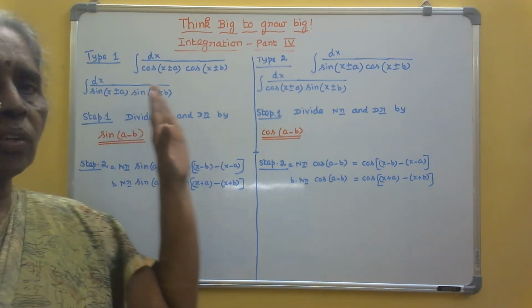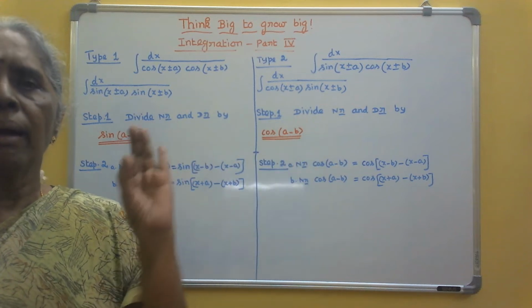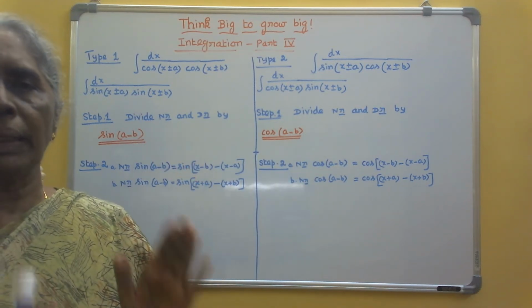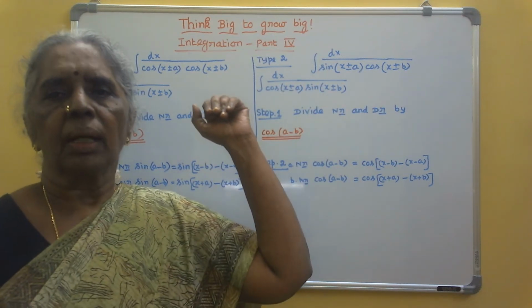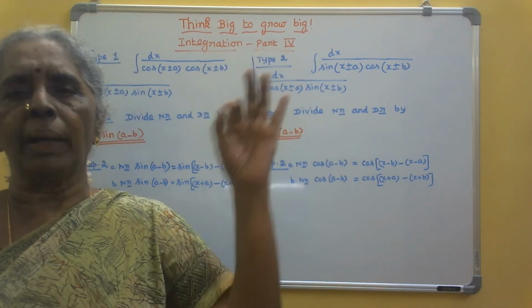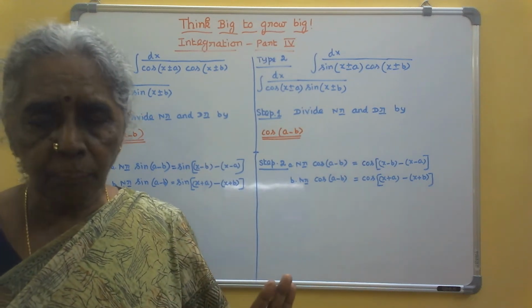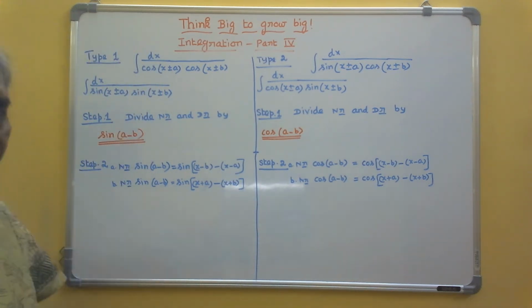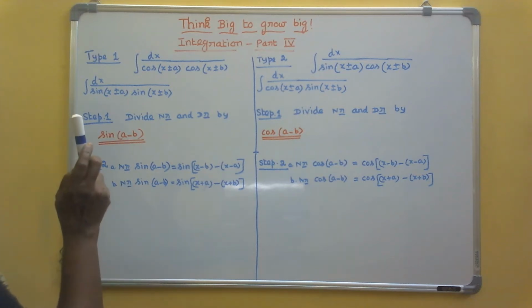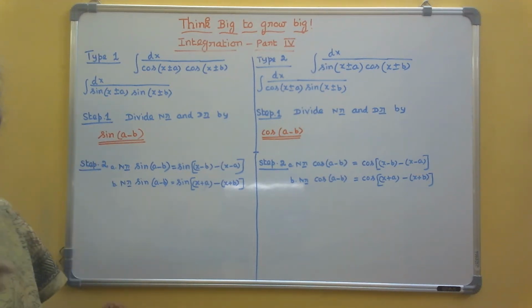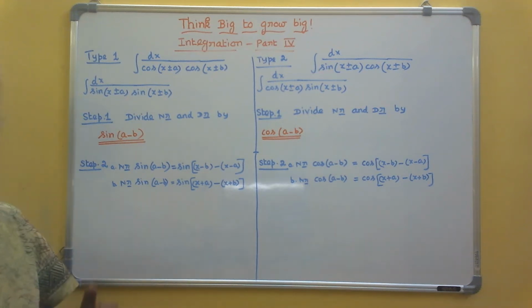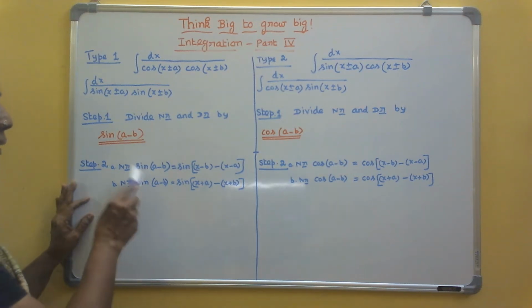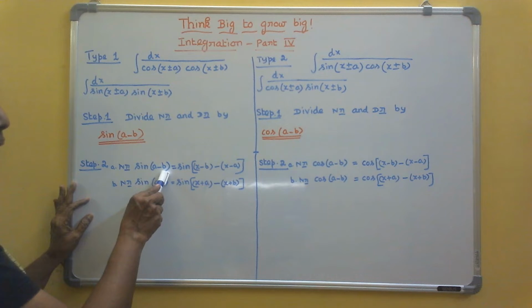When both are cos or both are sin in the denominator, divide the numerator and denominator by sin of a minus b. When one is sin and one is cos, divide the numerator and denominator by cos of a minus b. Clear? Now, coming to the second step, if you have x minus a and x minus b in the denominator, it may be sin, it may be cos, that doesn't matter. In the numerator, you have one sin of a minus b term.